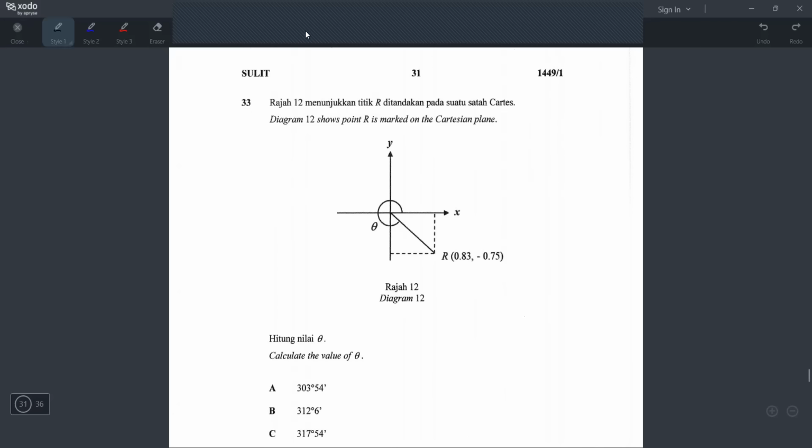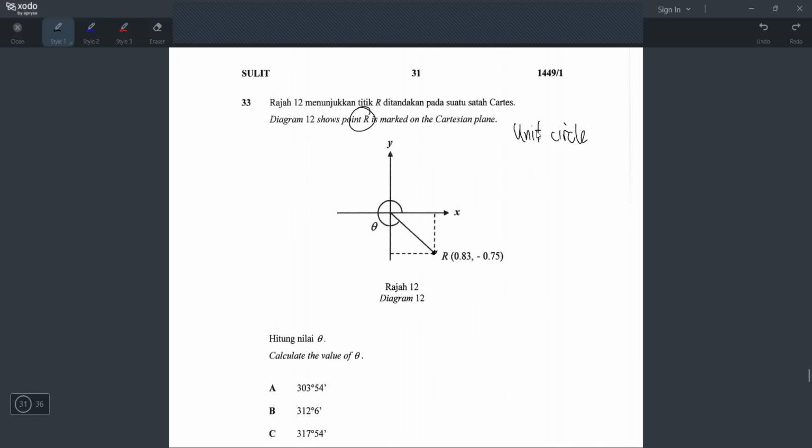Okay, number 33. Diagram 12 shows point R is marked on the Cartesian plane. This point R, the coordinate is given. Calculate the value of theta. So I want to find this theta. If I want to find this theta, first thing first is, ada tak dia cakap unit circle dekat soalan? Did they mention unit circle?